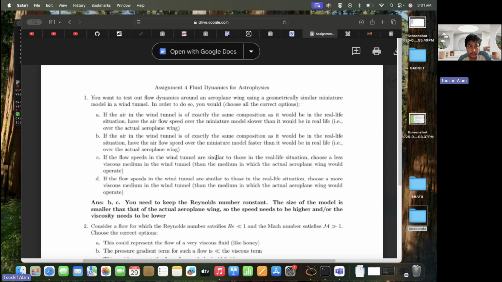You want to test outflow dynamics around an aeroplane wing using a geometrically similar miniature model in a wind tunnel. To do so, you would choose all correct options. If the air in the wind tunnel is of exactly the same composition as it would be in the real life situation, it can't be right. Have the airflow speed over the miniature model slower than it would be in real life.